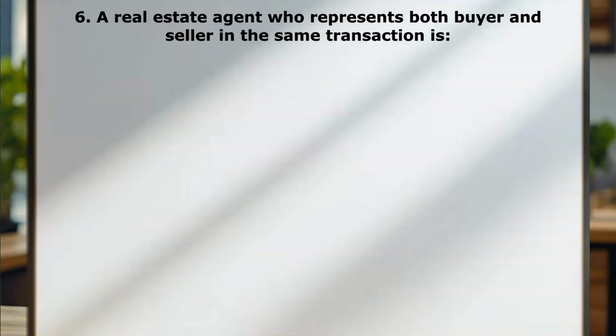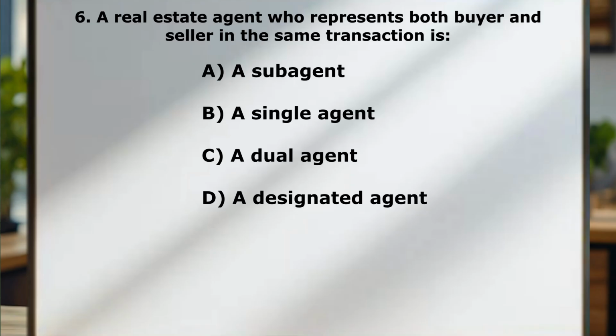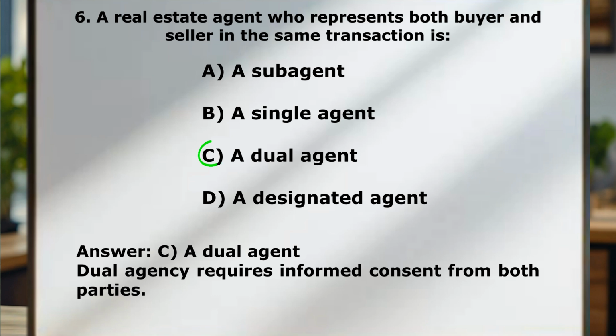Question number 6, a real estate agent who represents both buyer and seller in the same transaction is A, a sub-agent. B, a single agent. C, a dual agent. D, a designated agent. So the correct answer here is C, dual agent. And dual agency does require consent from both parties. And so I know, at least in California, you are allowed to be a dual agent. You just need to get the paperwork signed by both buyer and seller. Some states don't allow it.